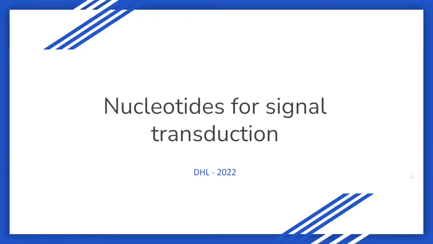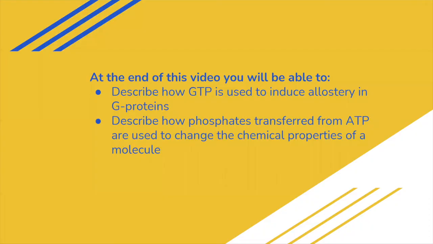Hello, and welcome to this video on nucleotides for signal transduction. At the end of this video, you will be able to describe how GTP is used to induce allostery in G proteins and describe how phosphates transferred from ATP are used to change the chemical properties of a molecule.